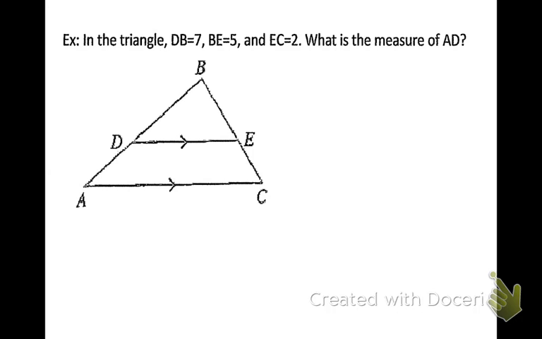So in the triangle, DB is 7, BE is 5, EC is 2. What's AD? Somebody set up that proportion. Okay, go ahead, Zachary.